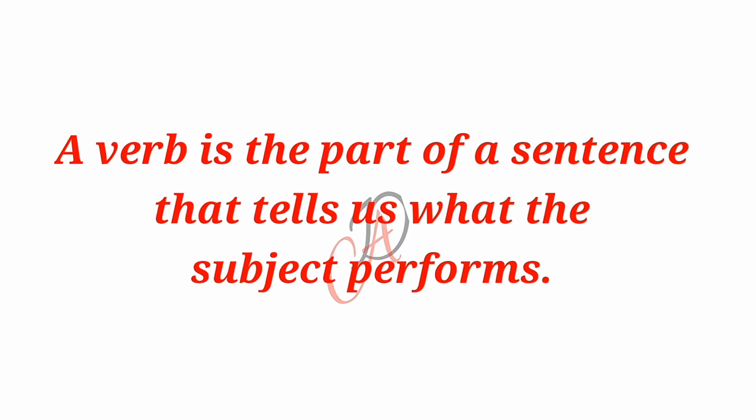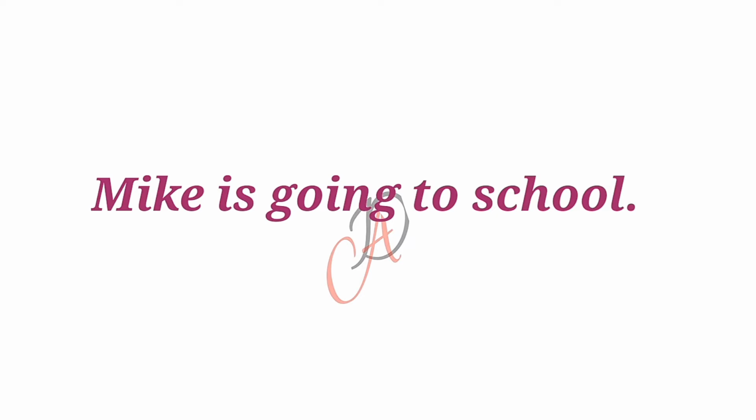So let's understand this with examples. The first example: Ram walks in the morning. Here in the given example, walks is a verb and this example shows a usual action. Let's move to the next example: Mike is going to school. In this example, is going are the verbs and this sentence shows a condition of action.